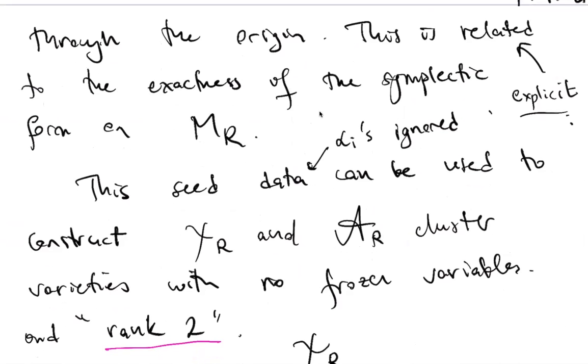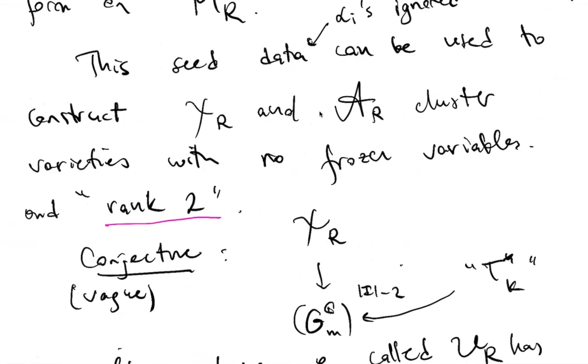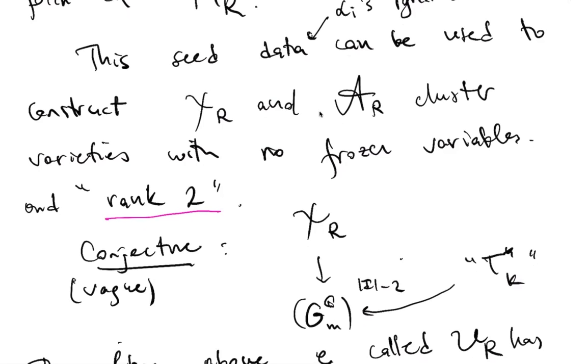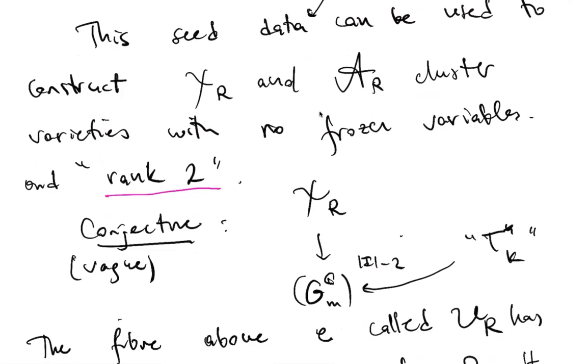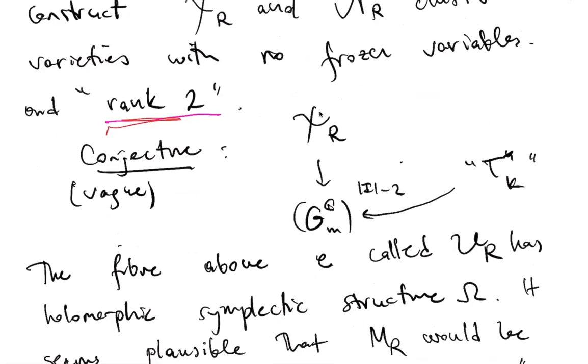So this seed data is exactly what one uses to construct these cluster varieties, after pulling the skew symmetric form back to Zi by the map that I described. And these are rank 2 cluster varieties. I don't think this rank 2 notation is necessarily standard, but it just says that the skew symmetric form that you use to define your cluster variety generally has rank 2.